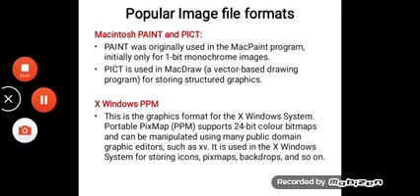Then the next is X Windows PPM. Now this is a graphic format for the X Windows system. Portable PixMap, that is PPM, supports 24-bit color bitmaps and can be manipulated using many public domain graphic editors such as XV. It is used in the X Windows system for storing icons, bitmaps, backdrops, and so on.